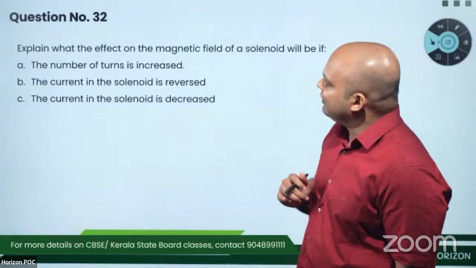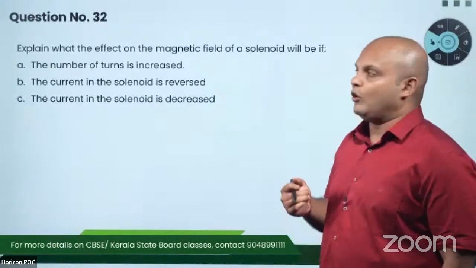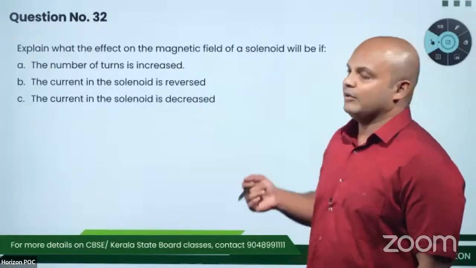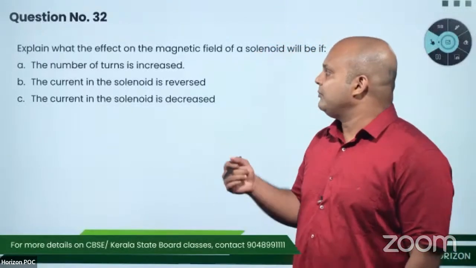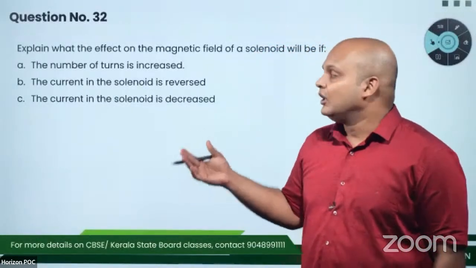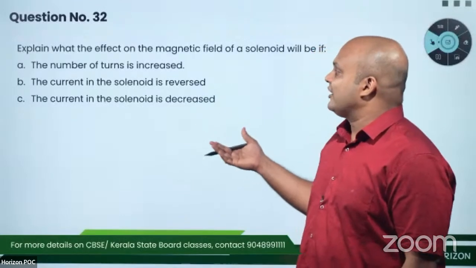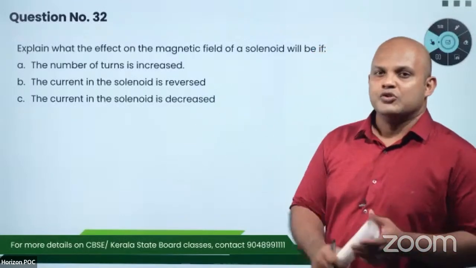Explain what the effect on the magnetic field of a solenoid will be if, option A, the number of turns is increased. Option B, the current in the solenoid is reversed. Option C, the current in the solenoid is decreased. Fine. So what is a solenoid?